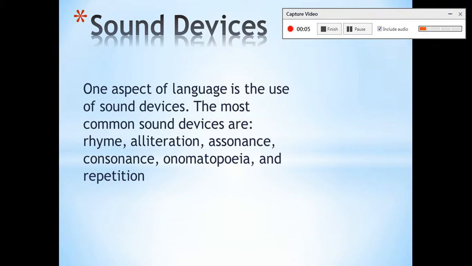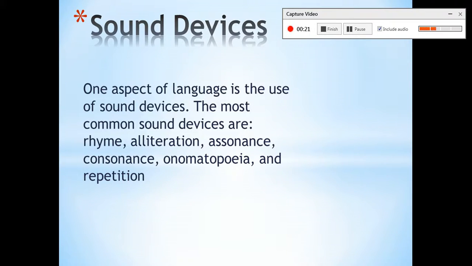Today we're going to fill in some of these definitions of different sound devices. You're only going to do a few. This video is going to be straight to the point. Like I said, you're only going to do a few. You'll come back to the rest on another day.